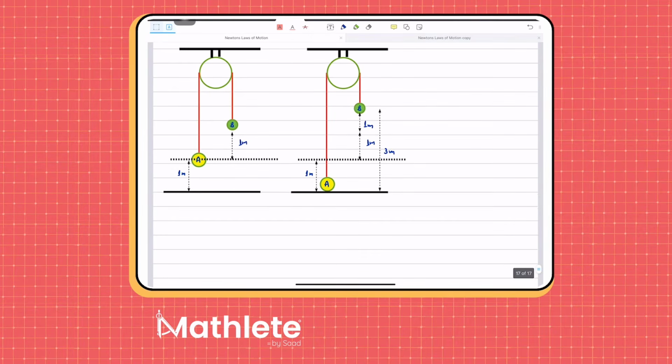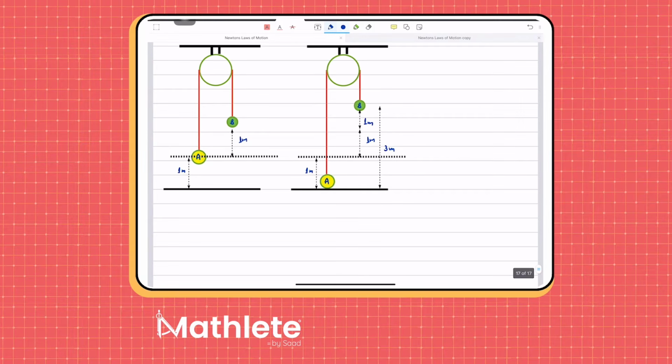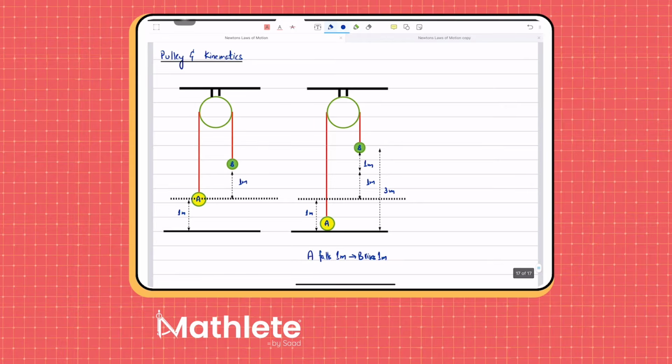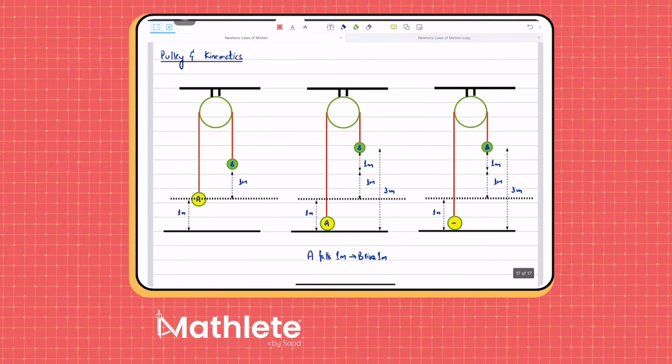So this is what happens as soon as A hits the ground. I'll make a note over here: A falls 1 meter, B rises 1 meter. So A falls 1 meter and consequently B rises 1 meter. Any confusions? If yes, feel free to ask. Basically, as much as A falls, B will rise by the same amount. Yeah, obviously, because they're connected. So, as much as A falls, B rises.